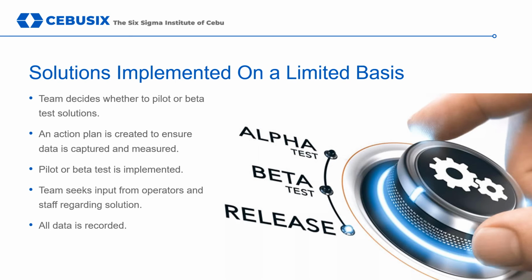The team decides whether to pilot or beta test solutions. If the team determines that a beta test is needed, then they conduct a pilot test first and then conduct a beta test. The team also creates an action plan to ensure data is captured and measured properly before conducting the test. The teams then seek input from operators and staff regarding the solutions, or in the case of a beta test, they also seek input from the experienced testers. And all of this data is recorded into the project files.